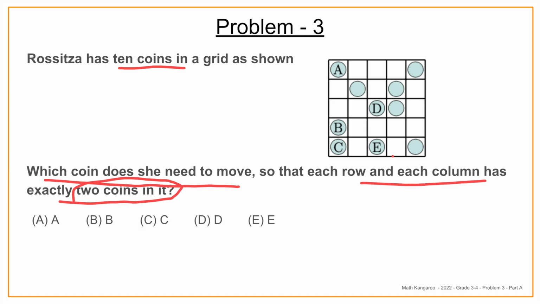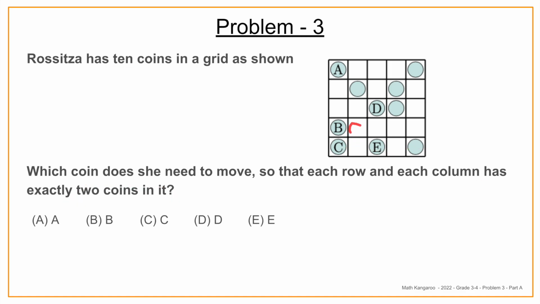Looking at the grid, we notice that the first column and last row have 3 coins. This one has 1, this one is 2, this one is 2, 2. And we see that we have 2 in here, 2 in here, which is correct. We have 1 in here and we have 3 in here. So looking at this, if we move coin C in here, then we have 2 in this column, and we have still 3 in this column. So let's move C in here now.